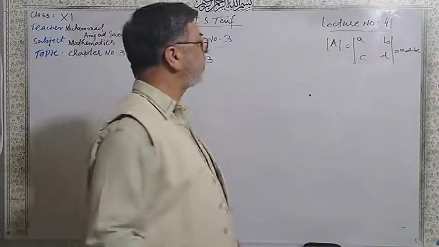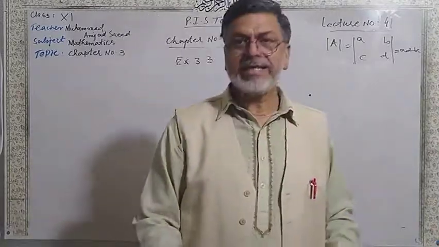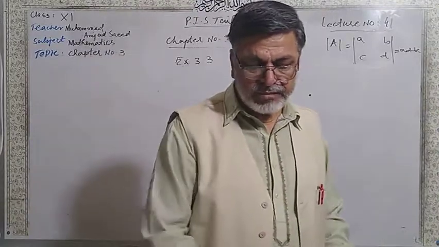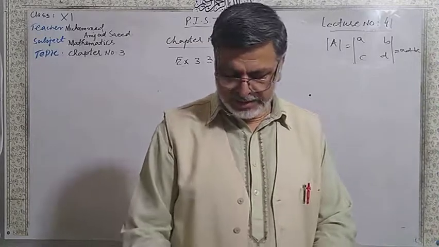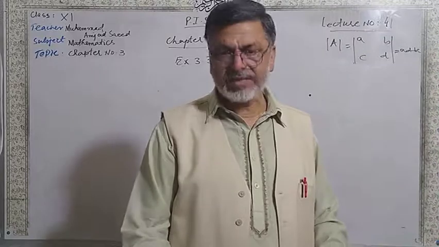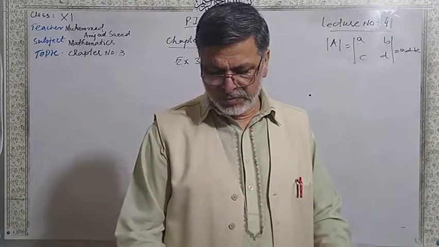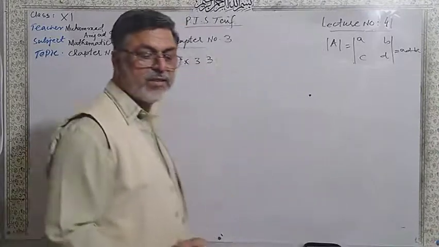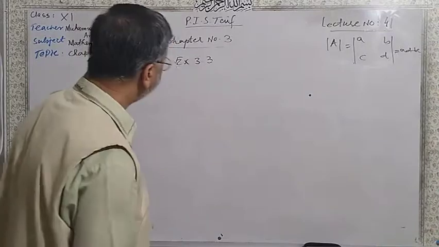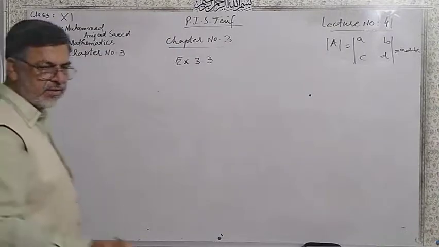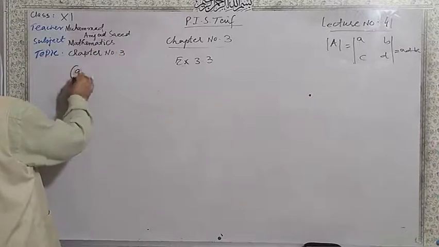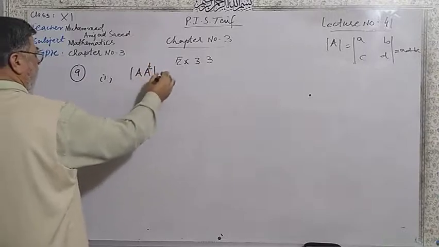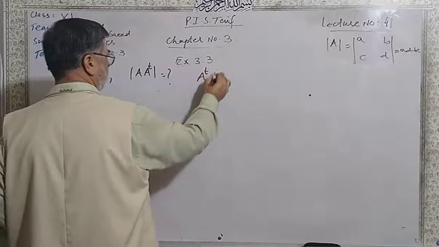Today we will continue with lecture number 41 and exercise 3.3, question number 9. We are given question number 9: find A transpose determinant and A transpose A determinant if A is given. There are two parts. We have to find A transpose determinant or A transpose A determinant.